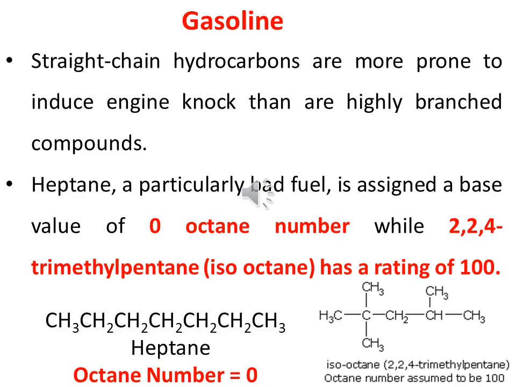Straight-chain hydrocarbons are more prone to induce engine knock than are highly branched compounds. Heptane, a particularly bad fuel, is assigned a base value of 0 octane number, while 2,2,4-trimethylpentane, or isooctane, has a rating of 100 octane number. The octane rating of gasoline is measured in a test engine and is defined by comparison with the mixture of 2,2,4-trimethylpentane, or isooctane, and heptane that would have the same anti-knocking capacity as the fuel under test.